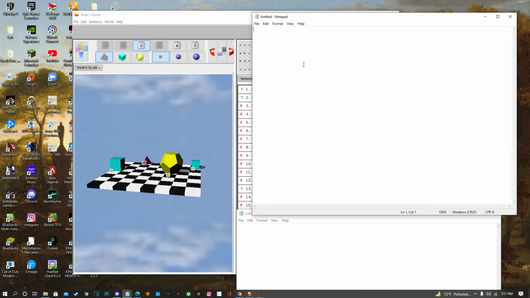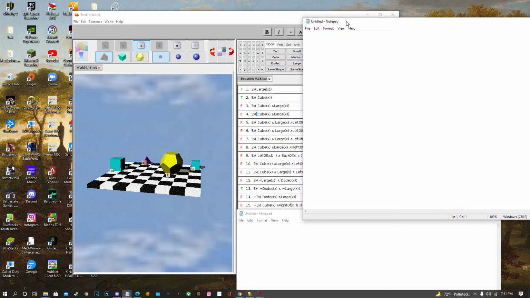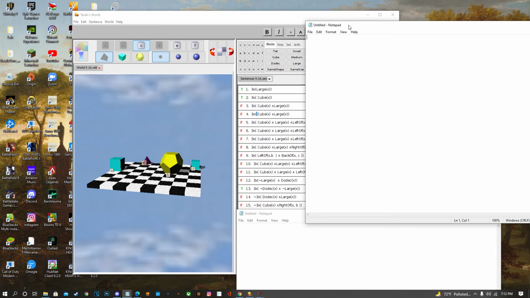So for number 15, B is not to the left of a cube, so there exists some x such that x is a cube, and B is not to the left of that cube. So there does not exist x such that x is a cube, and x is to the right of B. I don't know if I said that correctly the first time, but that's how you do that one.